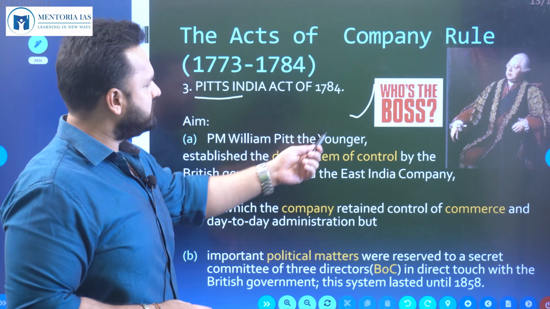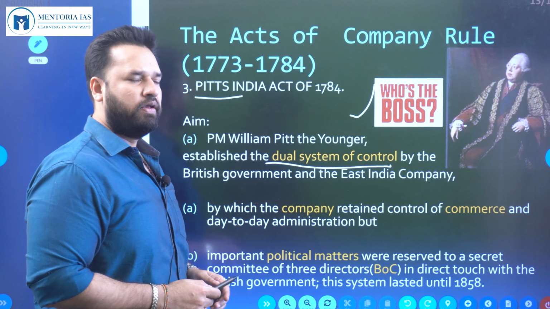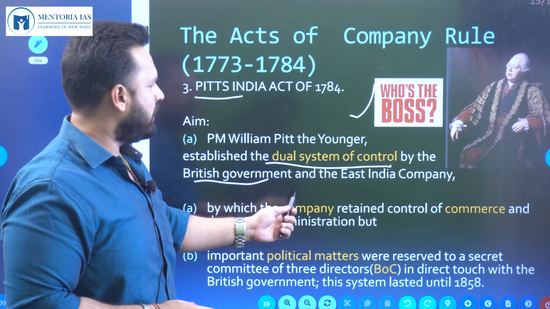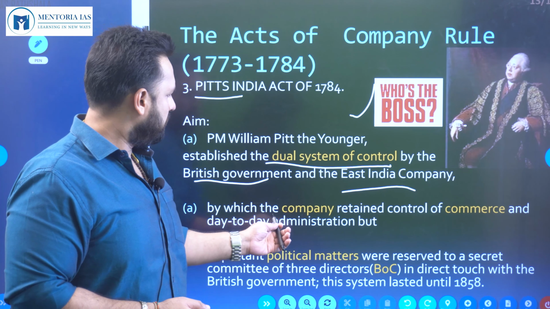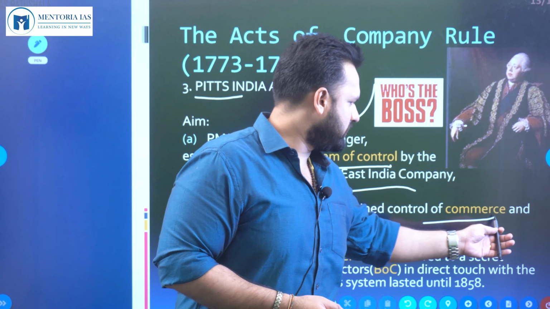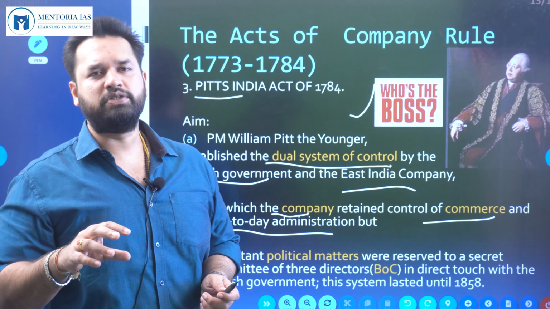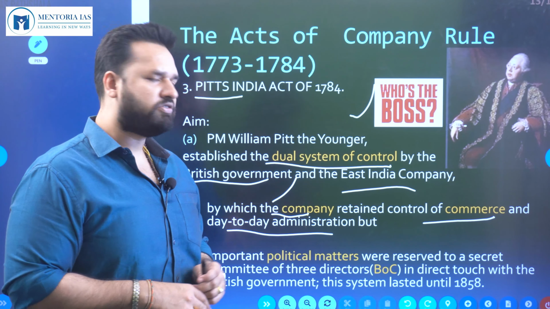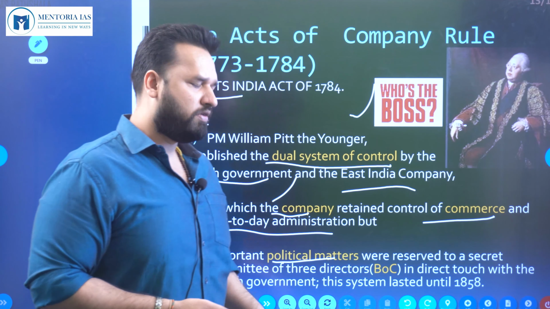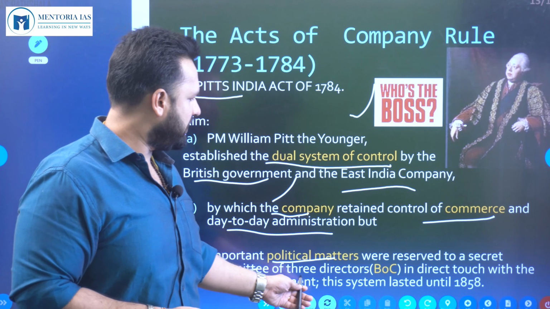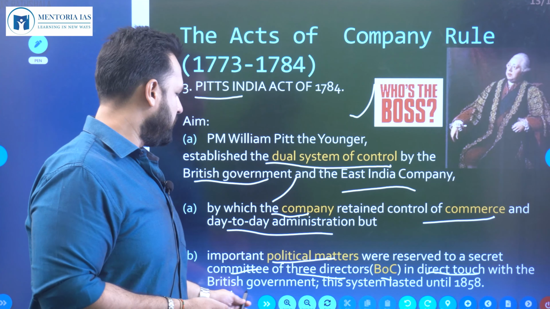Okay. So he said, okay, let us establish a dual system of control. How? The British government and the East India Company both will rule in India. By which the company retained the control of commerce and day-to-day administration. So only commerce and day-to-day administration was given to the company. And the rest of the matters, what matters, political matters, were reserved to a secret committee of 3 directors, which is called Board of Control, and they will be in direct touch with the British government.